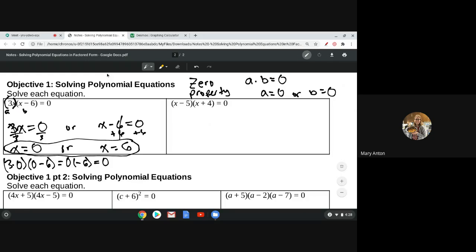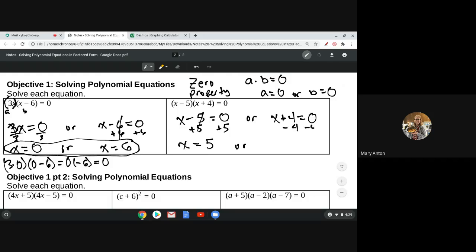All right, and now, how about this next example? x minus 5 times x plus 4 equals 0. Well, that means either x minus 5 has to equal 0 or x plus 4 has to equal 0. All right, let's just solve this x minus 5 equals 0. To get x by itself, we need to add 5 to both sides. So this is x equals 5. So if x equals 5, that's a solution. It's a root.